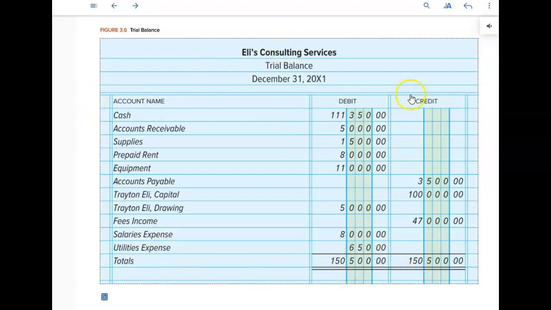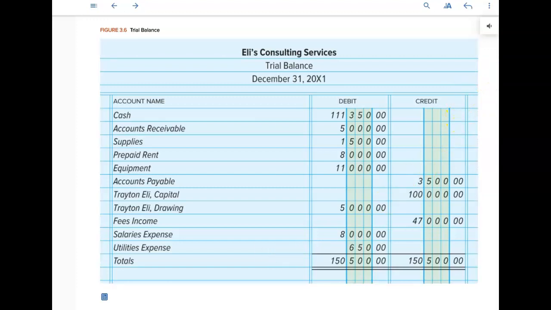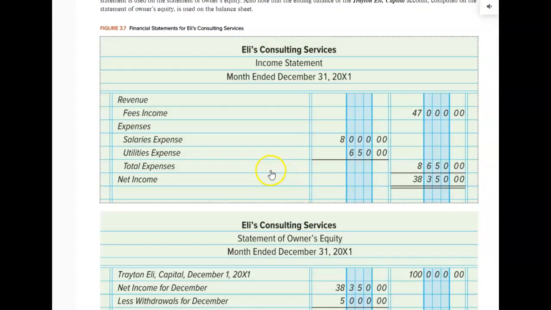After you are sure that your trial balance is in balance, then it's time to prepare financial statements for the company. You can look at the financial statements for Eli's consulting service in figure 3.7 of your textbook. It's just a page or two past the trial balance in figure 3.6. Please take a few minutes to trace the numbers from the trial balance in figure 3.6 to the financial statements in figure 3.7.